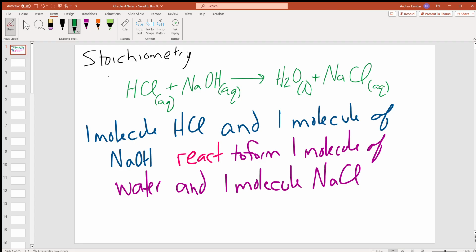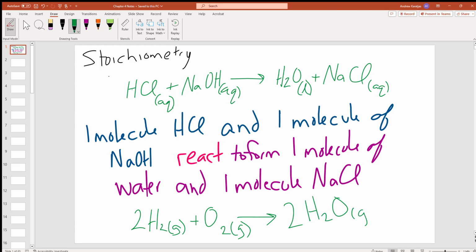Or as another example, we could look at the following reaction that says 2H2 plus oxygen reacts to form 2 water. So this chemical equation tells us that 2 molecules of hydrogen gas react with 1 molecule of oxygen gas to form 2 molecules of water.